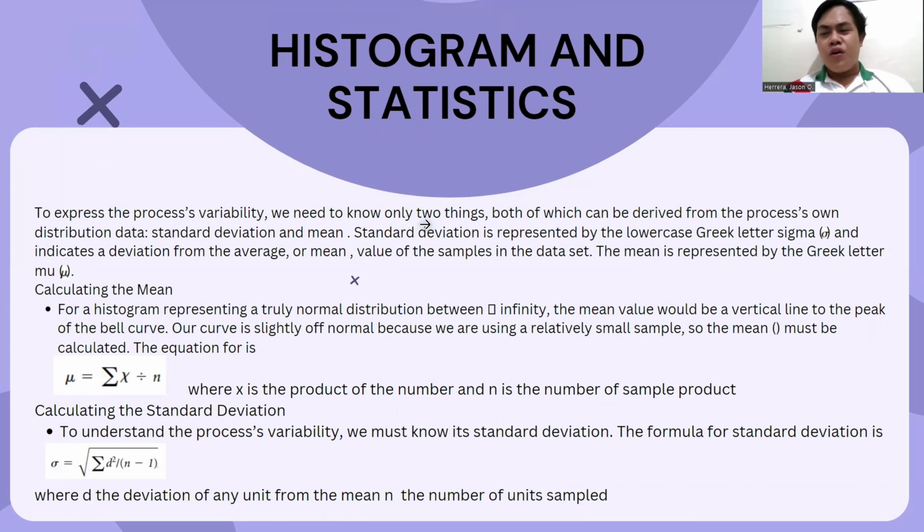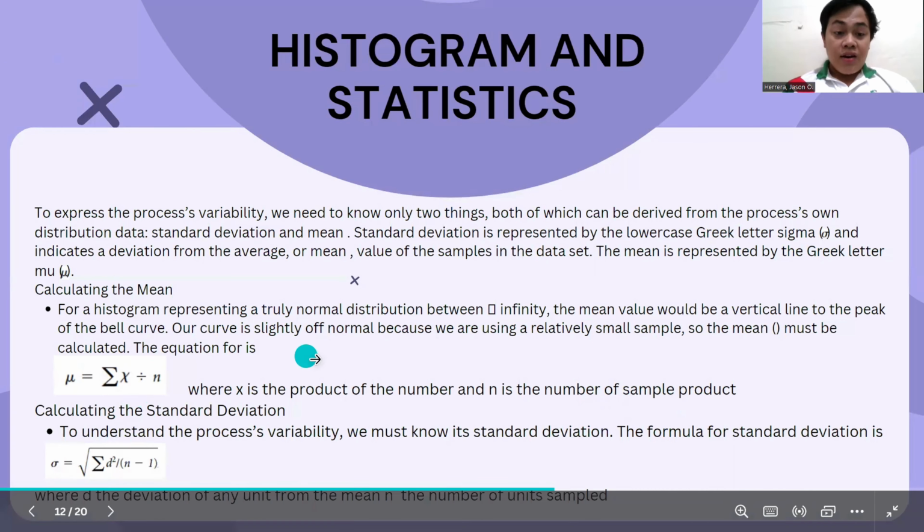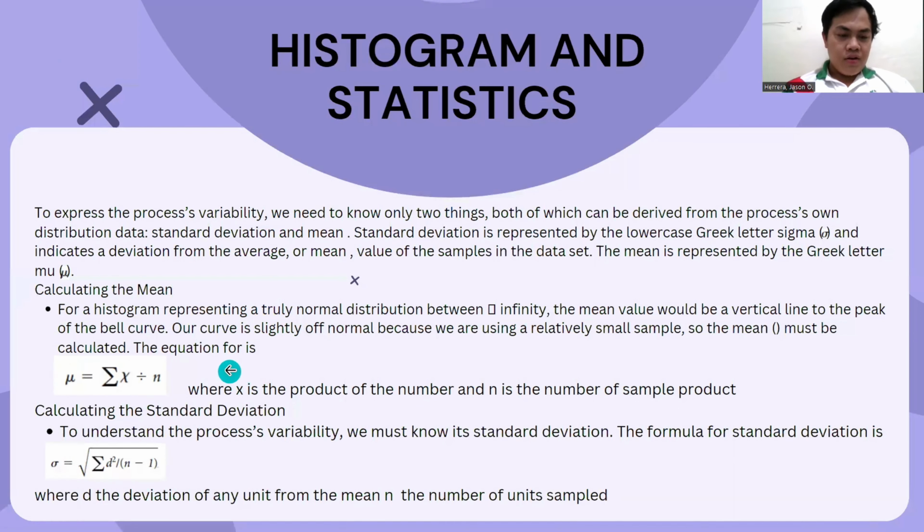Okay, this is an example of the histogram and statistics. All of us know how statistics work. Here you can see calculating the mean. The mean is called mu, the summation of x divided by n, where x is the value of each product and n is the number of sample products. Calculating the standard deviation: to understand the process, you must know what standard deviation is. The formula of standard deviation is here. This sign is called the sigma, where d is the deviation of any unit from the mean, and n is the number of units sampled. I will show you an example of that and how to solve it.